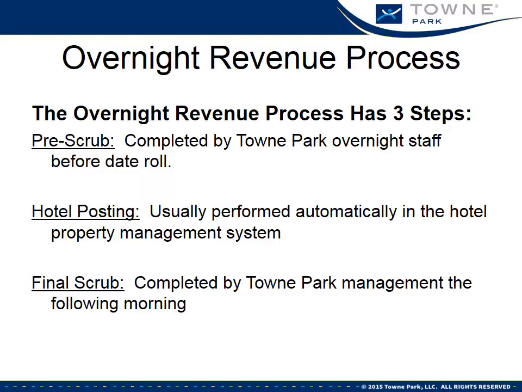Each night we use the overnight ticket logs to ensure that we collect revenue on every single car that we park. Town Park's terminology for this process is the overnight scrub. The scrub is a three-step process. The pre-scrub happens before the hotel changes the date in the property management system. The actual posting of revenue happens during that date change process, and then the final scrub is done by management the following morning.